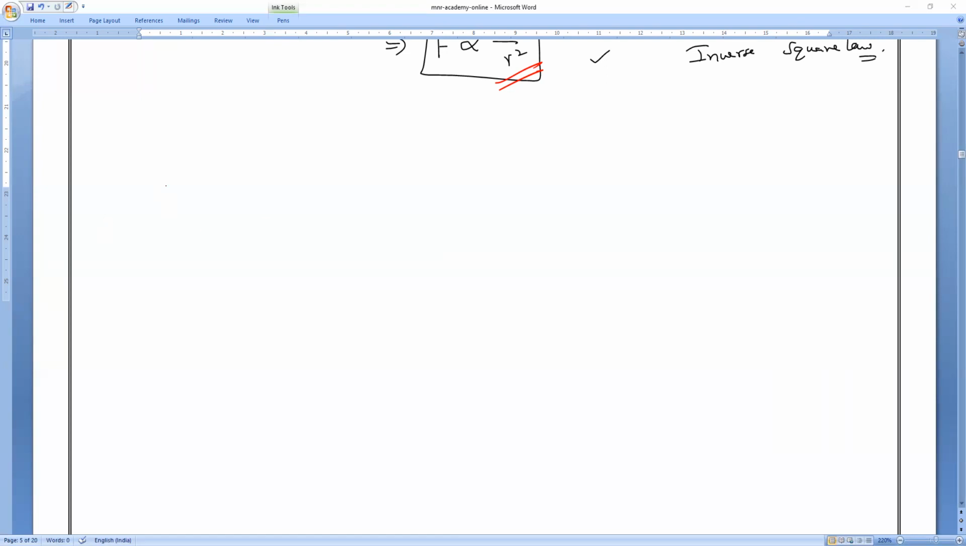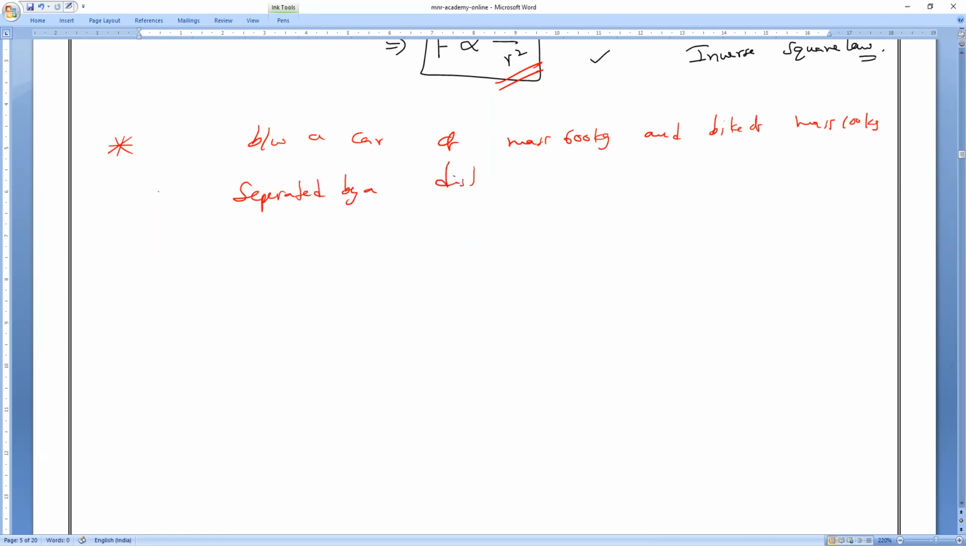Calculate the gravitational force of attraction between a car of mass 600 kg and a bike of mass 100 kg, separated by a distance of 20 meters. Are you clear, everybody?